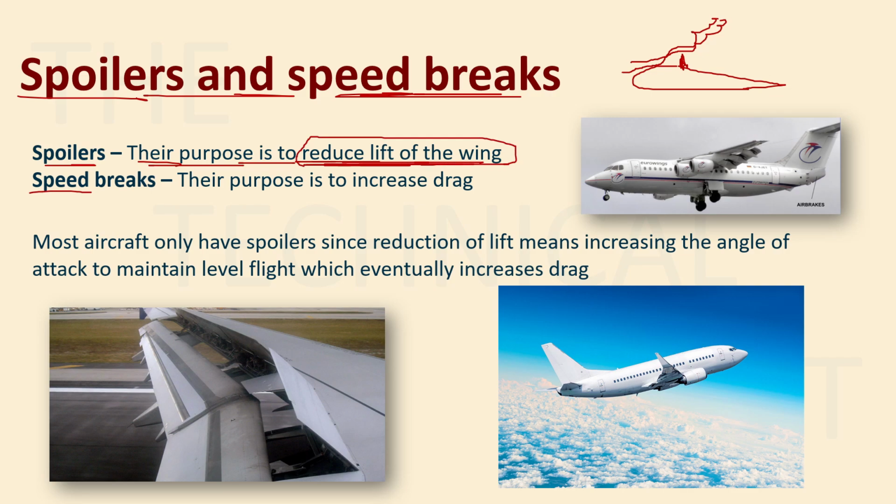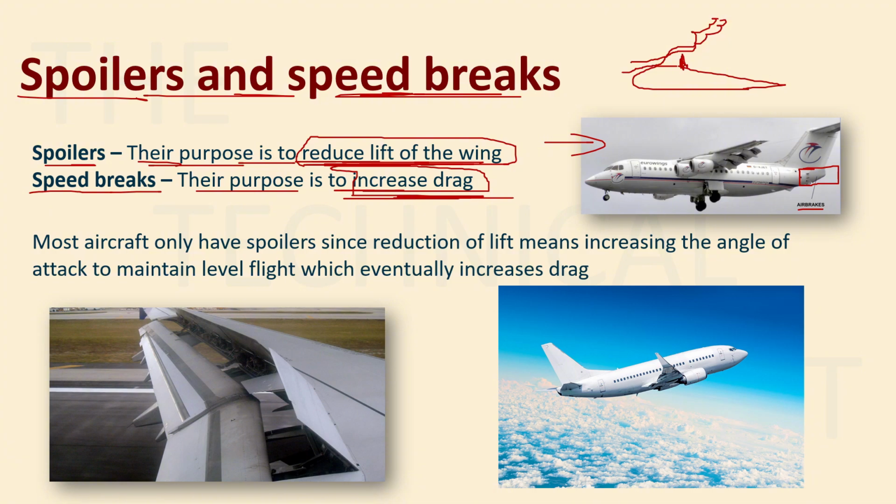And what are speed brakes then? Speed brakes, their purpose is to increase the drag. Speed brakes increase drag, and spoilers reduce lift. So in the first image, you can see this aircraft has something known as speed brakes. If you watch closely, these are known as air brakes or speed brakes. So their purpose is what? To increase the drag, which will slow down the aircraft, right?